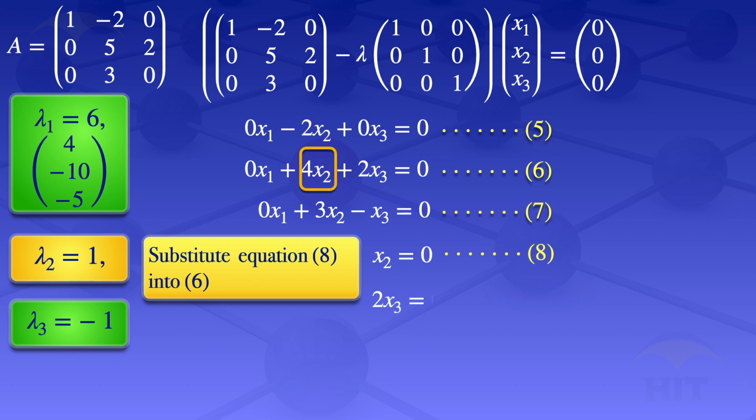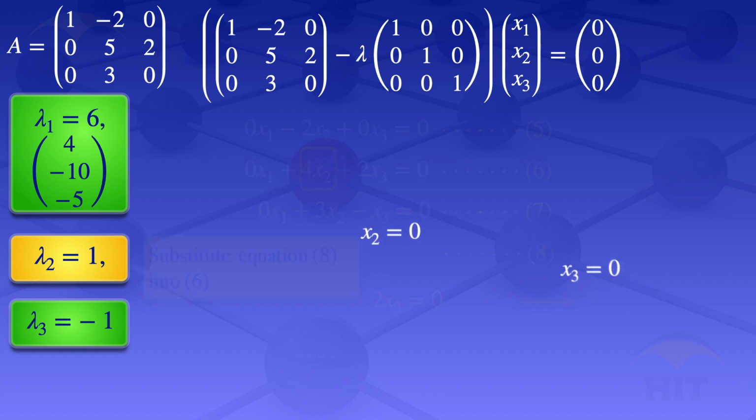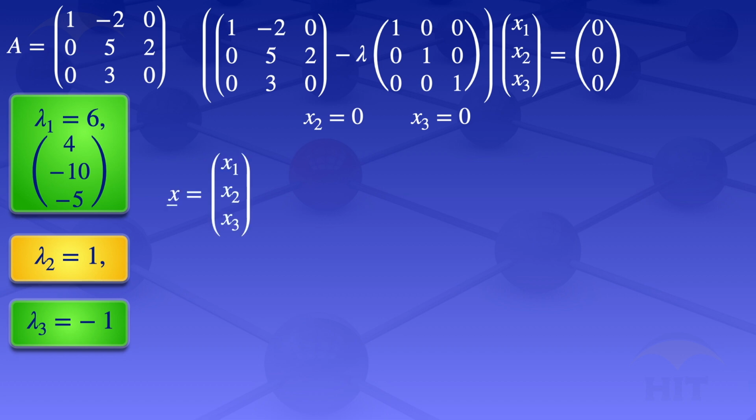and it will give us 2x3 is equals to 0, which will then give us x3 is equals to 0. So we are having two equations there: x2 is equals to 0, x3 is equals to 0. There is no equation which is limiting x1, so our x1 will just be x1. It's not limited to anything. So our vector x is x1, x2, x3. But we are saying x2 is 0, x3 is 0, so our vector will be x1, 0, 0.